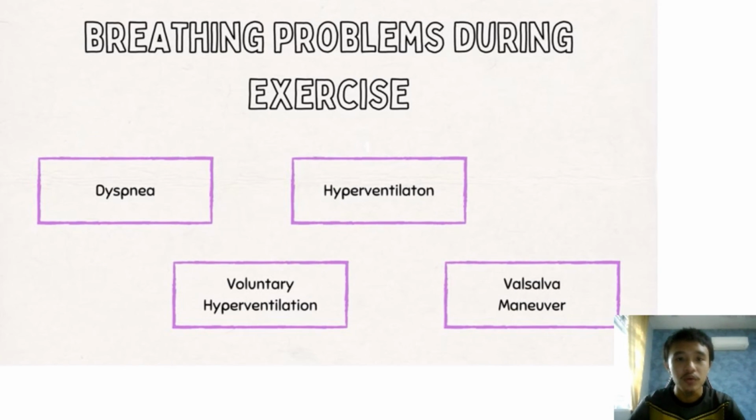So we'll move on to breathing problems during exercise. First is dyspnea. Dyspnea is shortness of breath. It occurs because of inability to clear PCO2 and also hydrogen. Next is hyperventilation, which is an increase in ventilation that exceeds the metabolic need for oxygen. It will reduce by increasing pH.